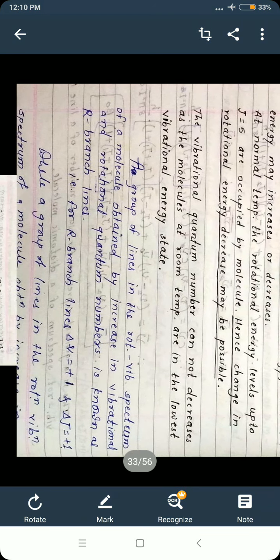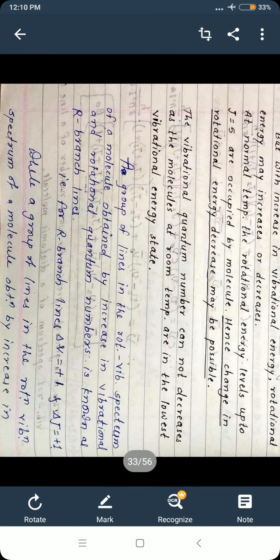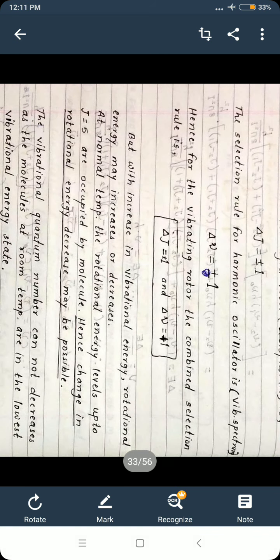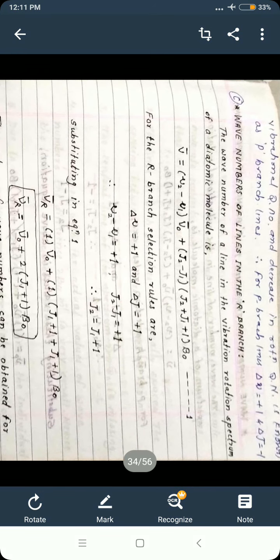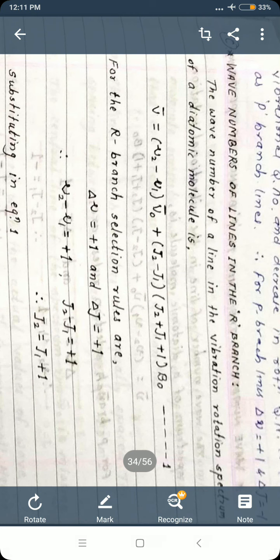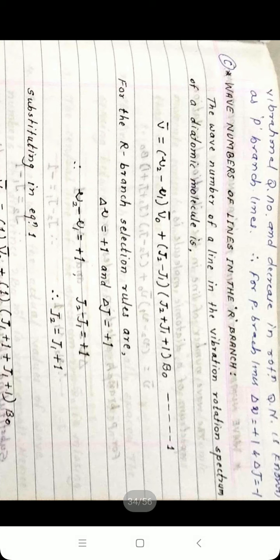While for the group of lines having Δv = -1, not possible, we already know that. Therefore, the group of lines having Δv = +1 but ΔJ = -1 is known as P branch lines. Therefore, what are P branch lines? The group of lines for which Δv is +1 and ΔJ is -1 is known as P branch lines.